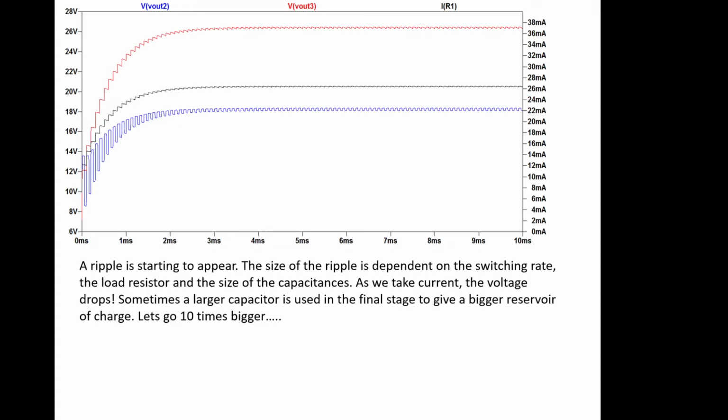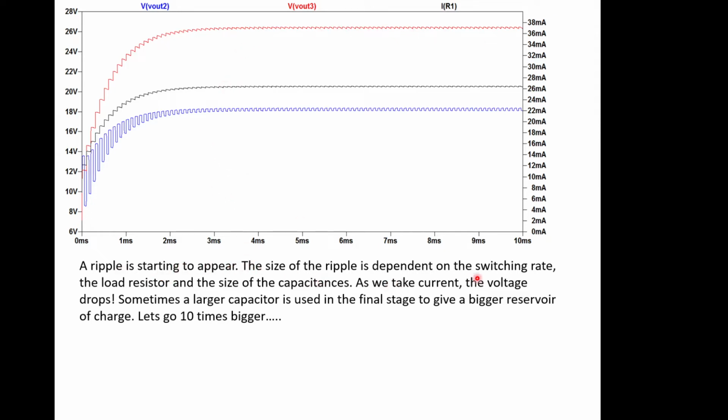And now you can see that we're starting to generate a ripple, because each one of these little spikes here is when our load is taking current, so it falls and then it gets recharged again, and then a bit of current is taken. So you can see how lumps of charge effectively are being pumped through this system and then being used in the load. So a ripple is starting to appear.